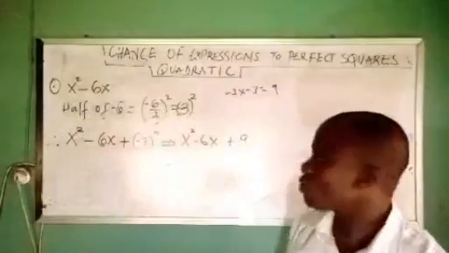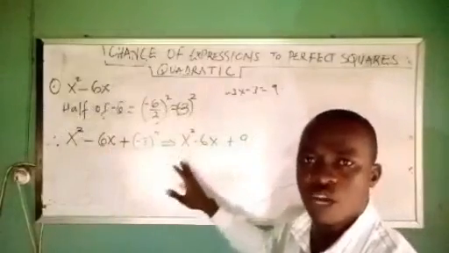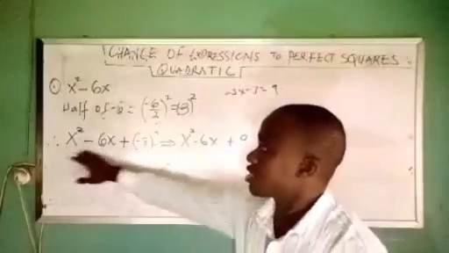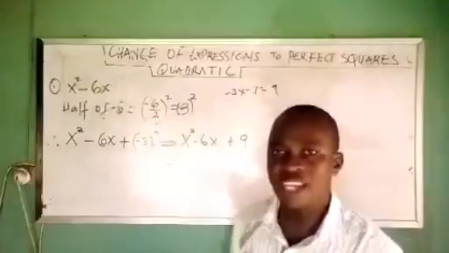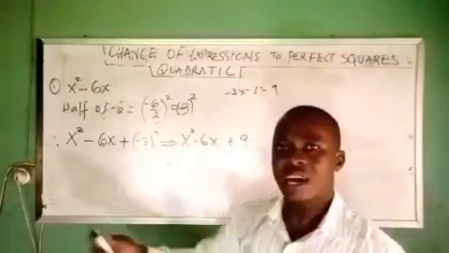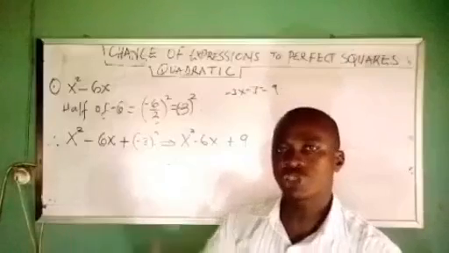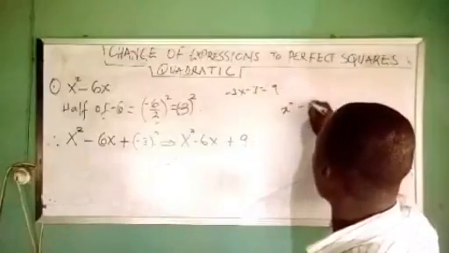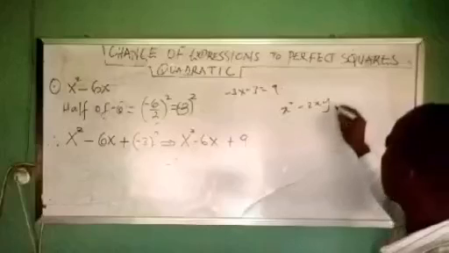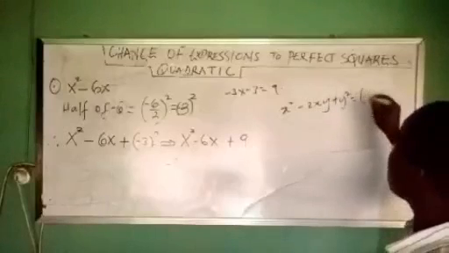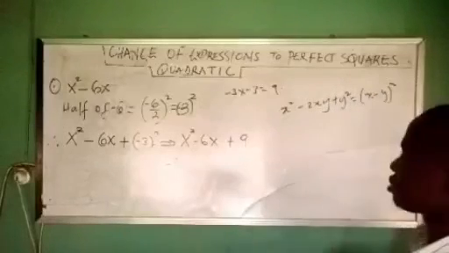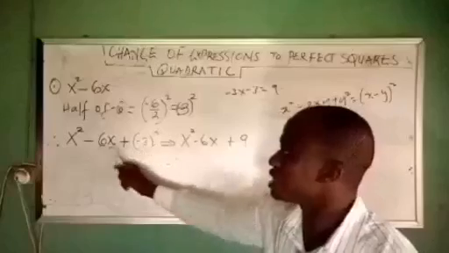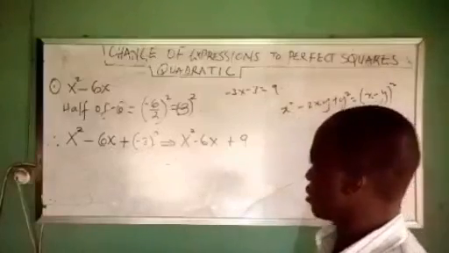Now if you want to check whether it is actually a perfect square quadratic, come back to this side and compare it with the general expression I wrote for you the other time. That is, x squared minus 2xy plus y squared will be (x minus y) squared.